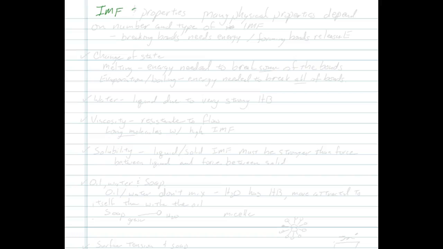Intermolecular forces and the properties. Many physical properties of particles depend upon the number and type of intermolecular forces, IMF.